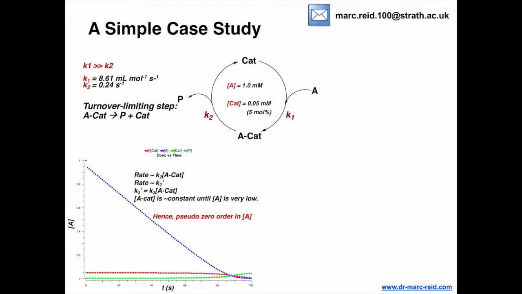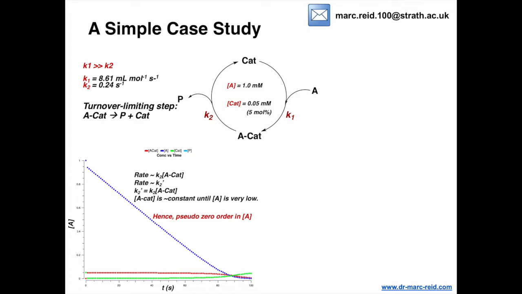Look now at the raw data in the graph at the bottom. Notice that the concentration of A, under the conditions stated, decays in a straight line until near the end of the reaction. If we write out the rate expression with the experimental know-how that step 2 is the turnover limiting step, the rate expression can be written as follows.